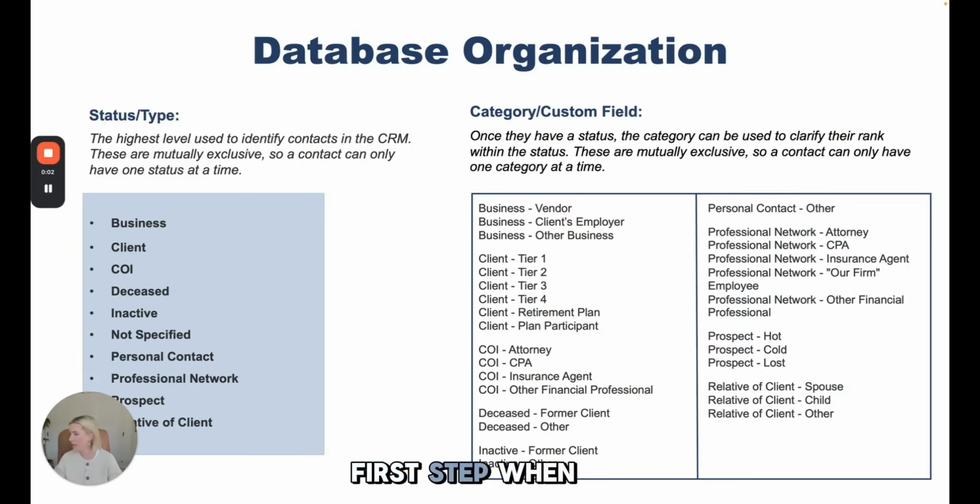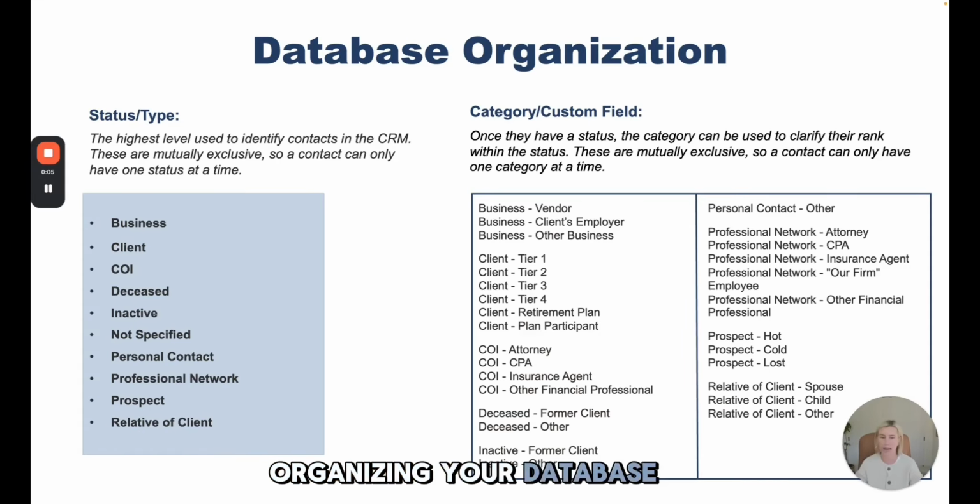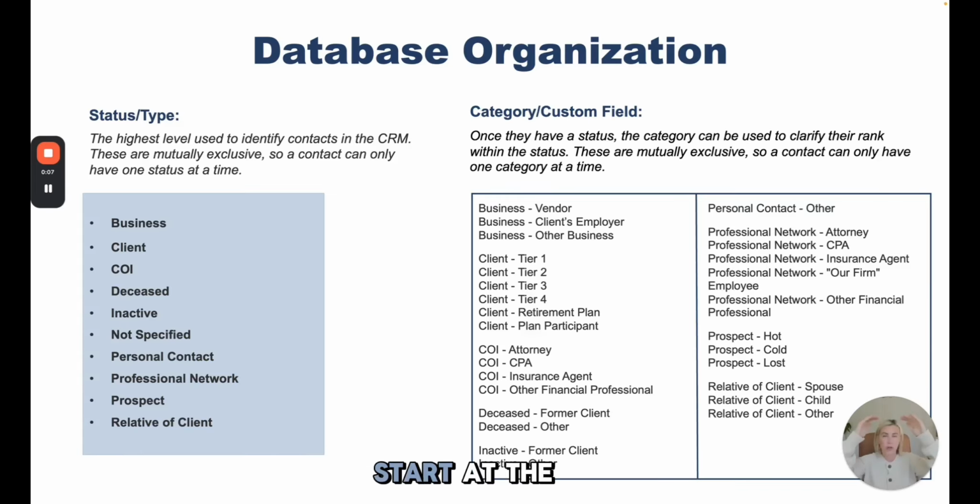Okay, so the first step when organizing your database is to start at the top and build out a contact hierarchy. Whether you're in Redtail or Wealthbox, we're going to start at the top. In Redtail, we call it status. In Wealthbox, we call it type. This is the highest level used to identify contacts within the CRM. So identifying like who these folks are. I've noted here that these are mutually exclusive. So each contact can only have one status or one type at a time.